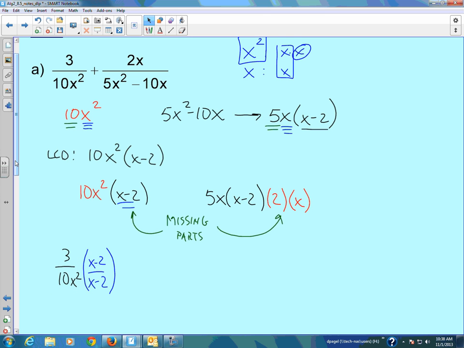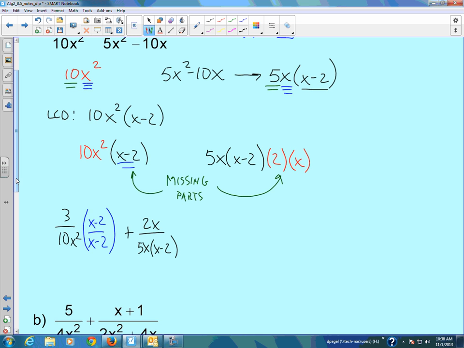And then we add to the original 2x over, and I'm going to write it in factored form, 5x times x minus 2 rational expression. What's missing on the denominator of that one, we said, was a 2 and an x. So that's what I multiply the top and the bottom by, a 2 and an x, the missing pieces. Right? Missing piece multiplied, missing piece multiplied. And now finally we get our common denominator.